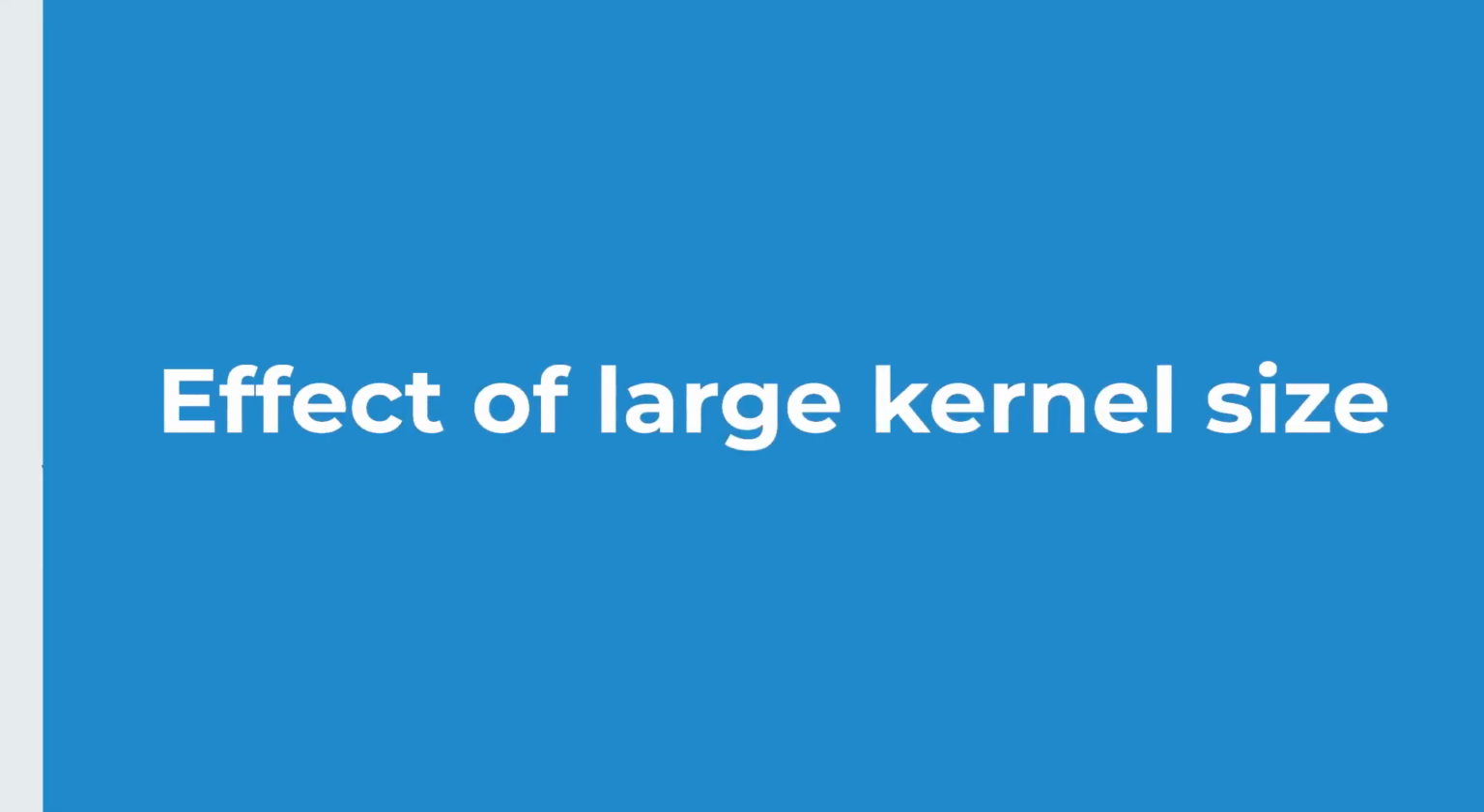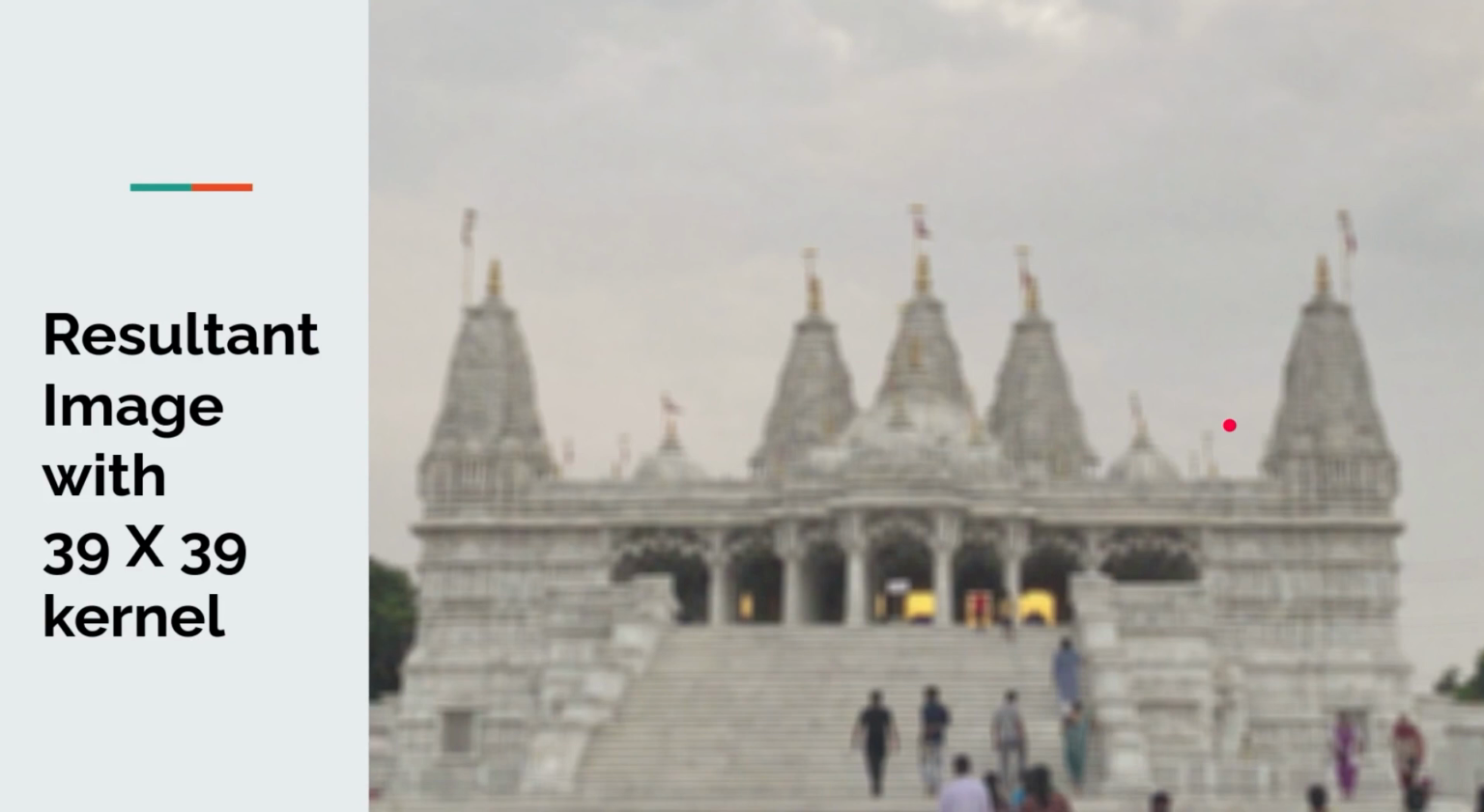Here we use a 39 by 39 kernel, which is huge, which will reduce the noise. So you see here the noise is reduced, but you will lose a lot of sharpness. This is our second drawback. Hence, we have a trade-off between reducing the noise and losing sharpness.